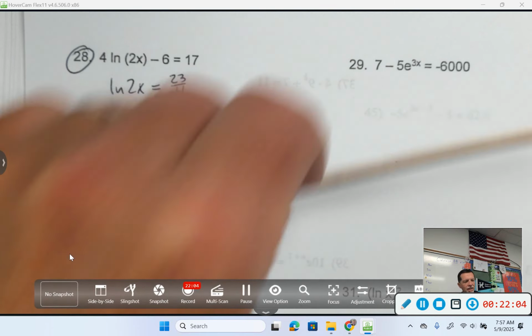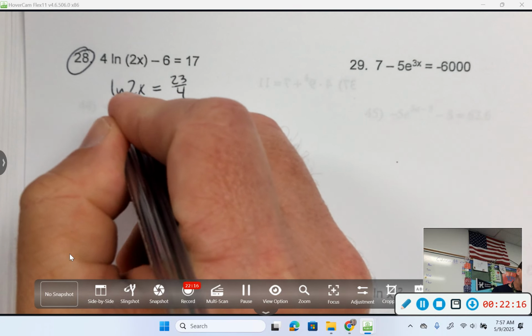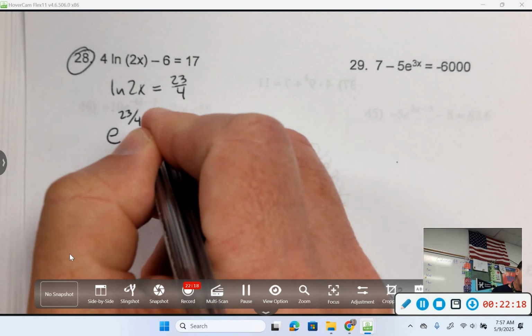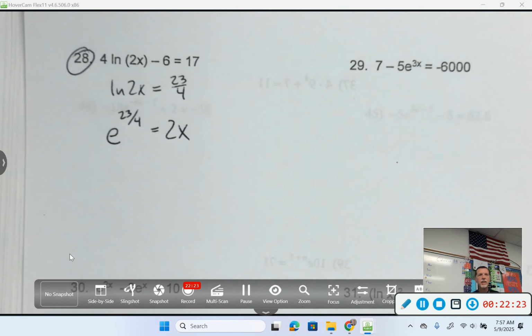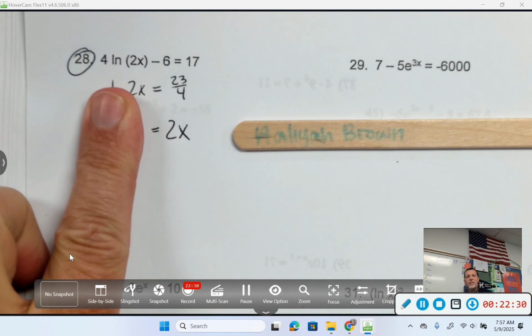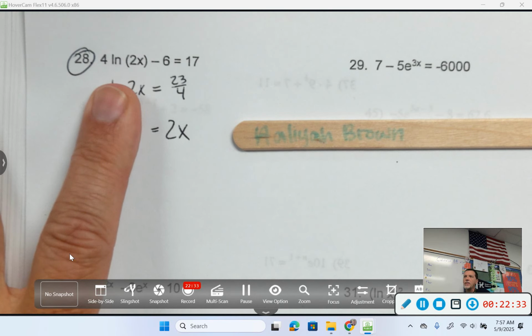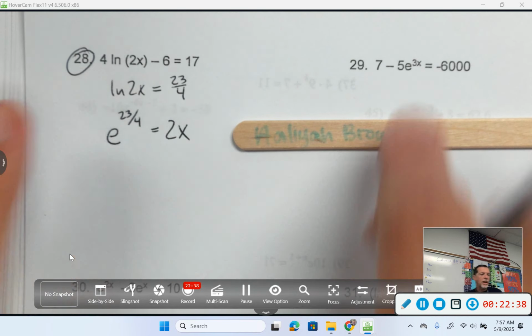Uh-oh. We are going to fishhook. Again, this worksheet we're starting to jump around a little bit. They're not all exactly the same thing. Go ahead, Ryan. So e to the 23 over 4 equals 2x. So e to the 23 over 4 looks weird, but Aaliyah, if I have 2x equals something, what would I do to get x by itself?